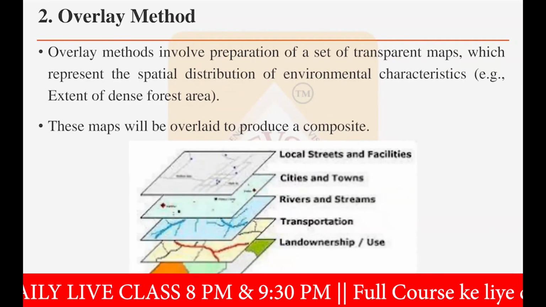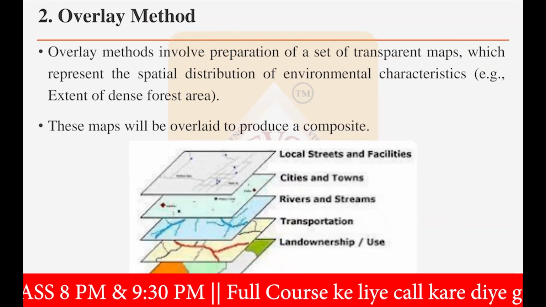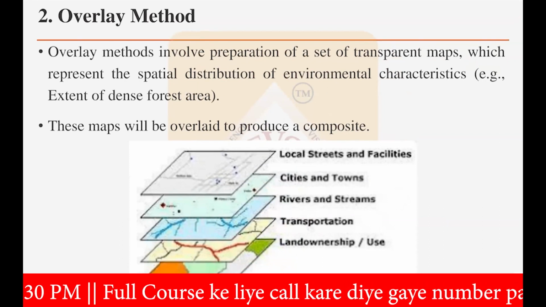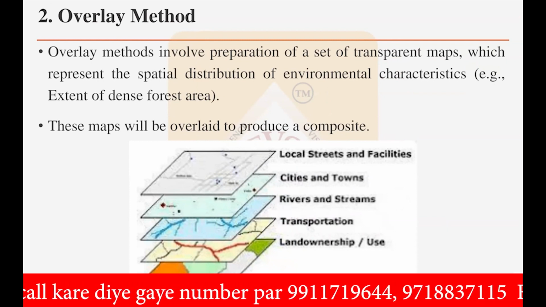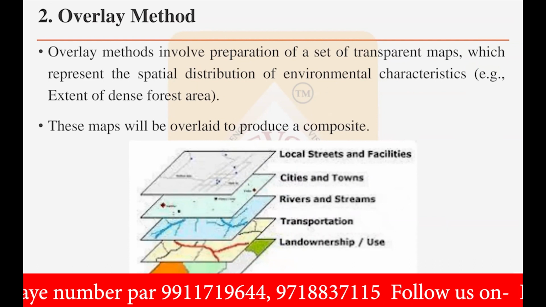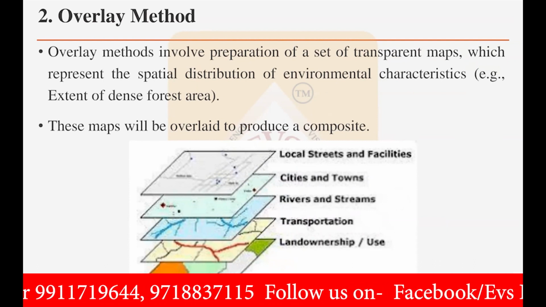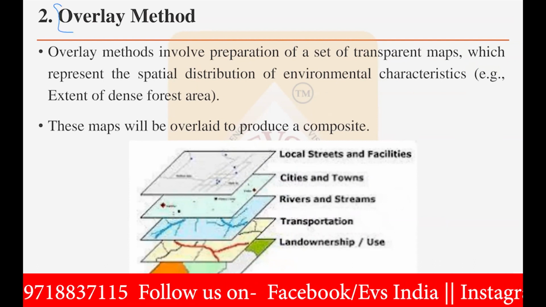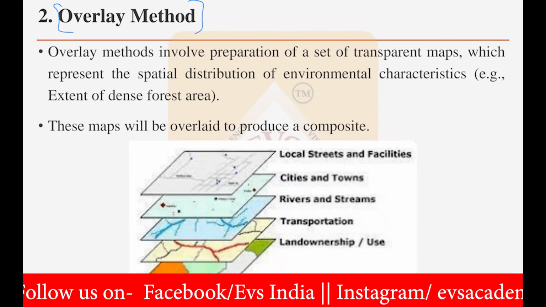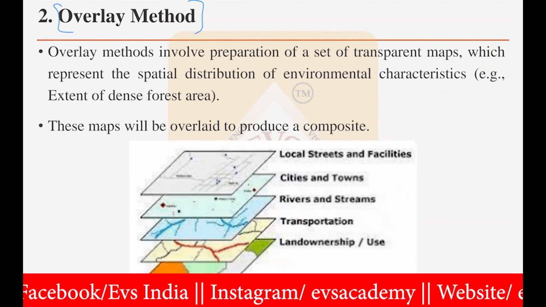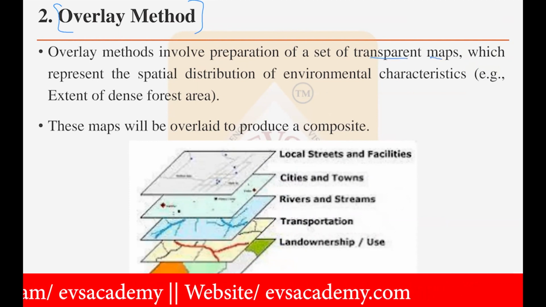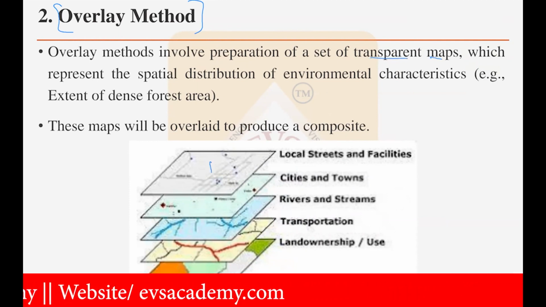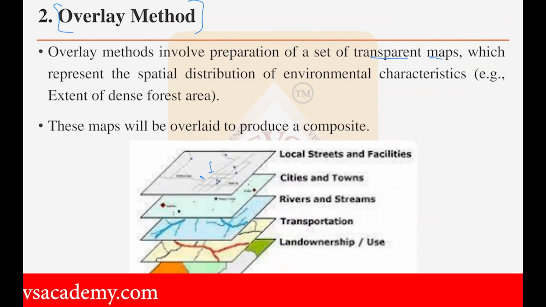Then we have the next one, that is the overlay method. Overlay means keeping things one above another. So what is the thing that you have to keep one above another? That is the maps. Here you can see these maps are overlaid, so that's why the name is overlay method. Here the maps are kept one above another. The overlay method involves preparation of a set of transparent maps. These maps are transparent, so you can see from this particular map to the other maps as well.